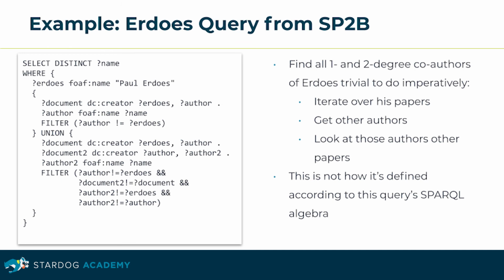So we just learned how to fix a query. Now let's use this in an example. So we have an author, Paul Erdos, and it's a query from the SP2B benchmark. And we want to find all first and second degree co-authors, and essentially we're going to iterate over his papers, get the authors, and then look at those authors for other papers. So optimizing this and fixing it will not quite align with how it's defined according to the query's SPARQL algebra. And we can take a look at that.